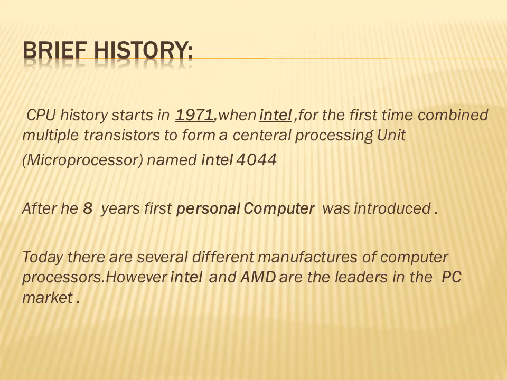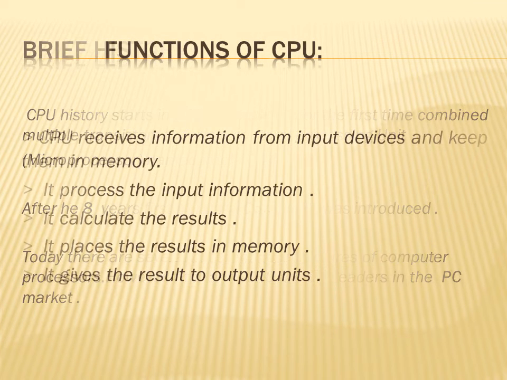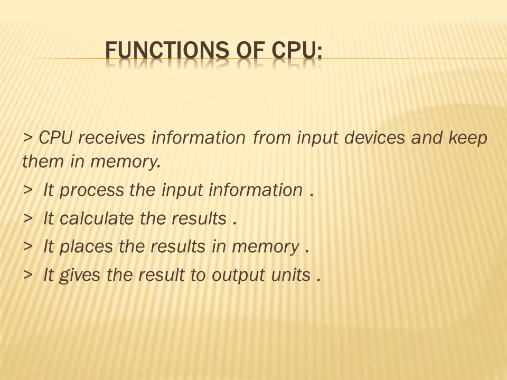So here I'm going to discuss the brief history of CPU. CPU history starts in 1971, when Intel made the first one. And there are the functions of CPU. CPU receives information from input devices and keeps them in memory. It processes the input information.